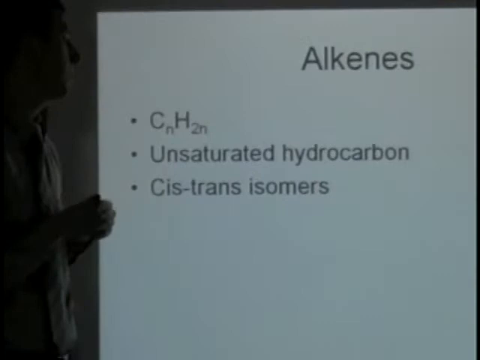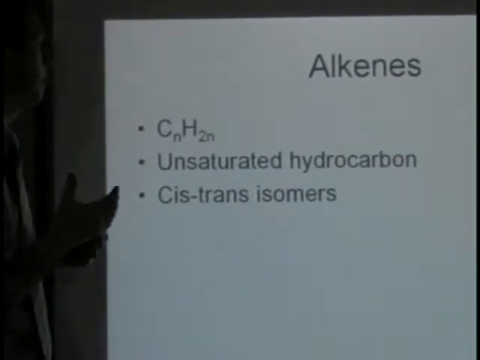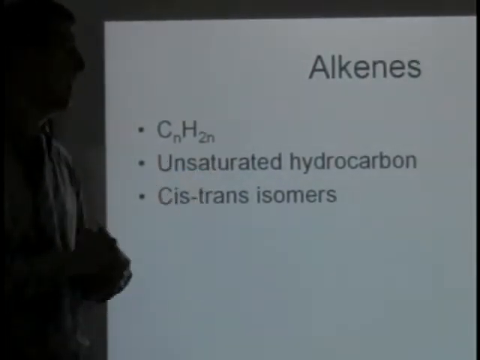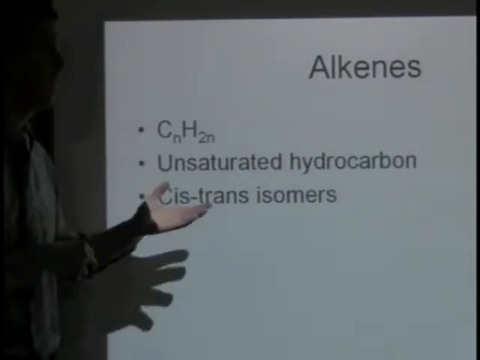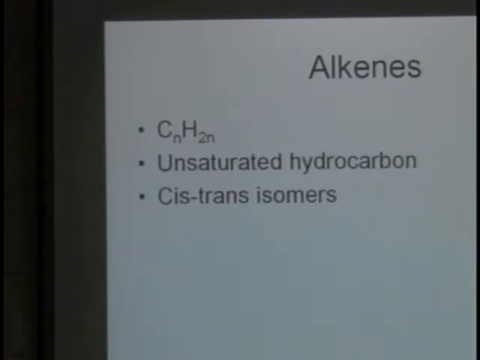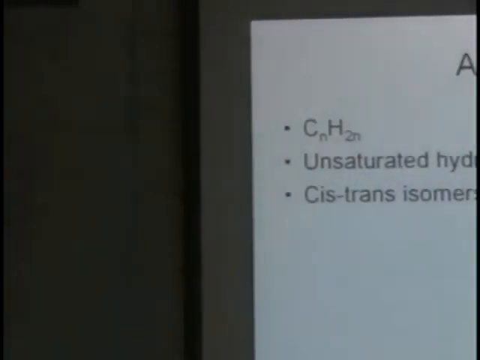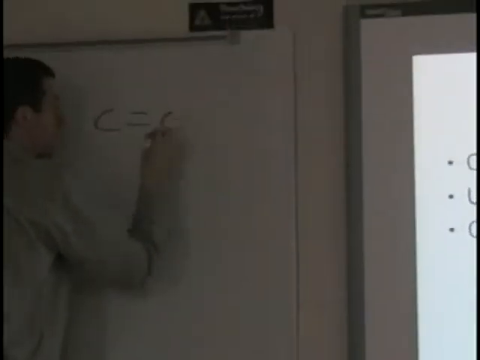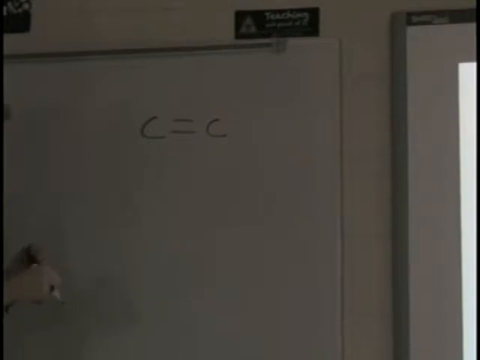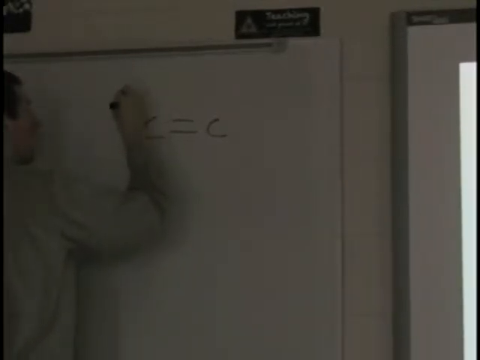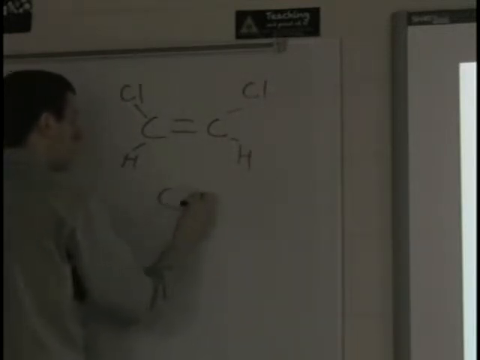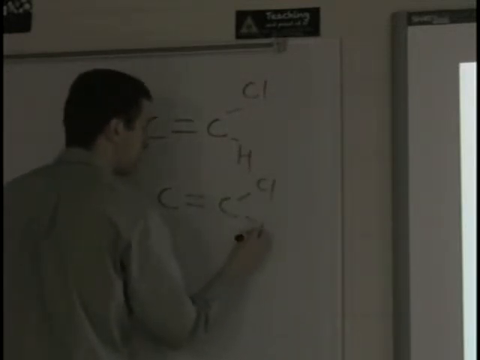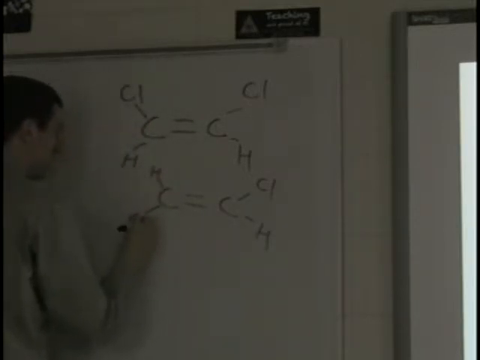Alkenes have the same way of figuring out the formula, but now there's a double bond involved. They're referred to as unsaturated hydrocarbons because they do not have the maximum amount of carbon-hydrogen bonds. Cis-trans isomer is a good example of this. So if we go back to the board, if I had carbon double bonded to carbon, let's say I have a chlorine group on both of them. There's two ways I could draw it. I could draw chlorine like this, or I can draw chlorine, hydrogen, hydrogen, chlorine.